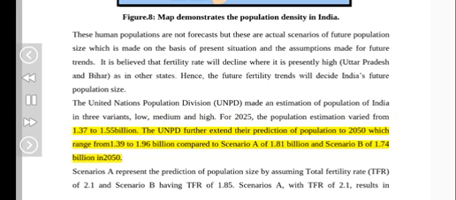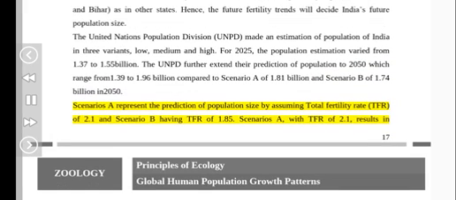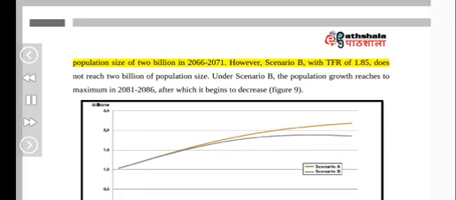The UNPD further extended their prediction of population to 2050, which ranges from 1.39 to 1.96 billion, compared to scenario A of 1.81 billion and scenario B of 1.74 billion in 2050. Scenario A represents the prediction of population size by assuming a total fertility rate, TFR, of 2.1, and scenario B has a TFR of 1.85. Scenario A, with a TFR of 2.1, results in a population size of 2 billion in 2066-2071. However, scenario B, with a TFR of 1.85, does not reach 2 billion. Under scenario B, population growth reaches its maximum in 2081-2086, after which it begins to decrease. Figure 9. Projection of Indian human population with scenario A, TFR 2.1, and scenario B, TFR 1.85.